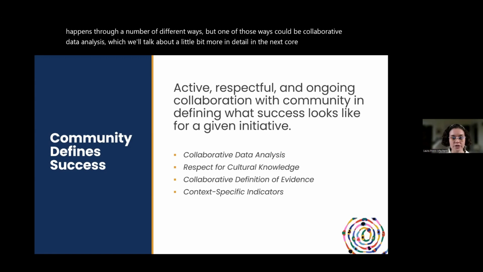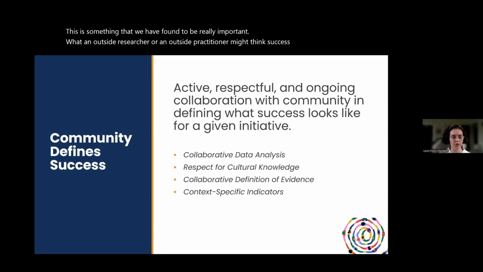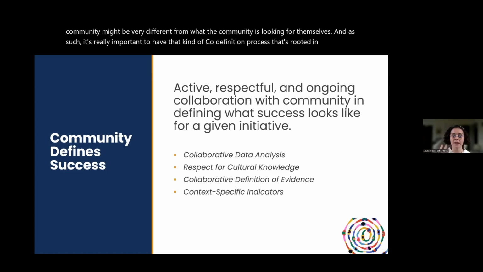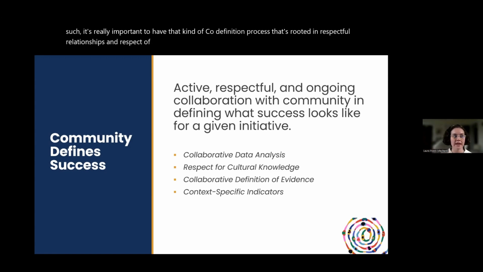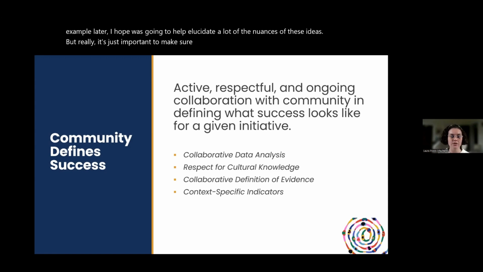A respect for cultural knowledge. This is something that we have found to be really important. What an outside researcher or an outside practitioner might think success looks like for a community might be very different from what the community is looking for themselves. As such, it's really important to have that kind of co-definition process that's rooted in respectful relationships and respect of cultural knowledge in developing what success looks like. Our example later, I hope, will help elucidate a lot of the nuances of these ideas. But really, it's just important to make sure that cultural values are reflected in those definitions of success.